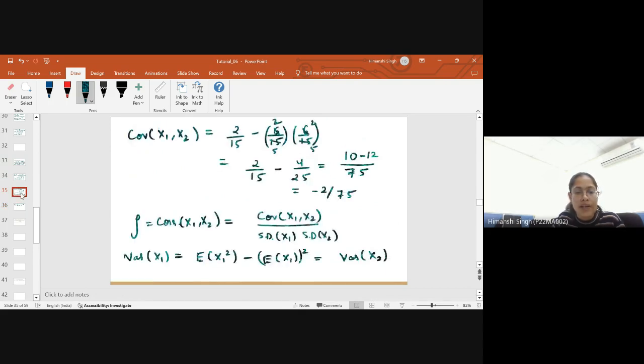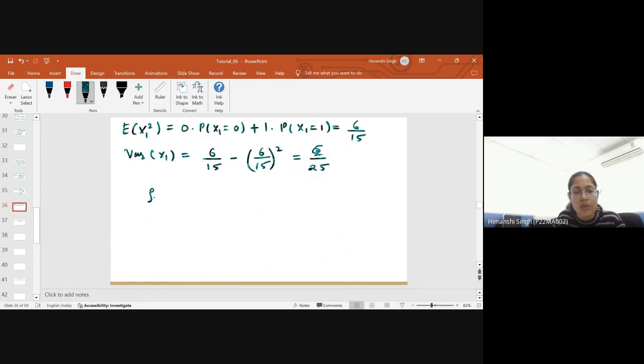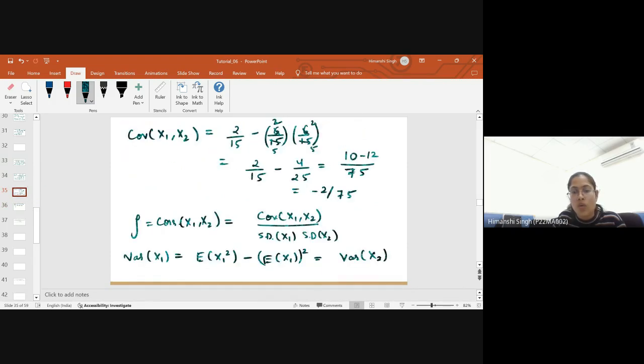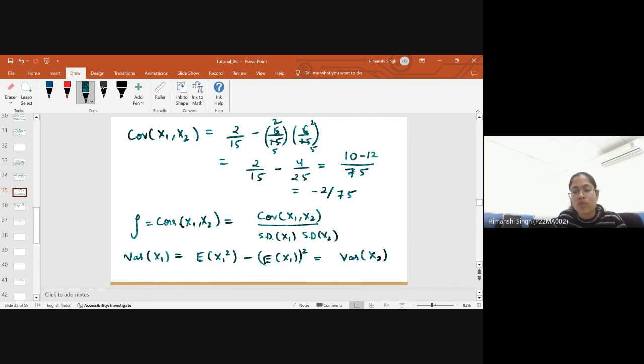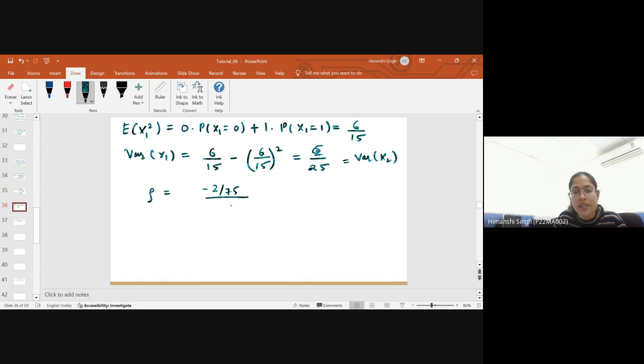Then we will find out the correlation coefficient. So rho will be equal to the covariance of x1 x2, which we have found already, minus 2 by 75. This is equal to the variance of x2 also, so if I find the standard deviation for both of them, it will be the same. So that will constitute the variance of x1 only. So we will divide it by 6 by 25, which equals minus 2 by 75 into 25 by 6. So it will get cancelled. So this will be minus 1 by 9. So this is basically the correlation coefficient.